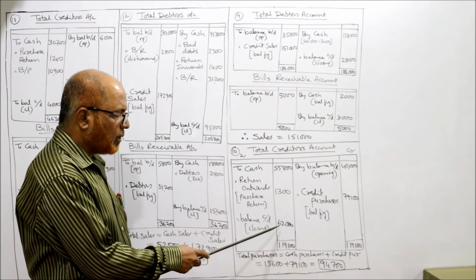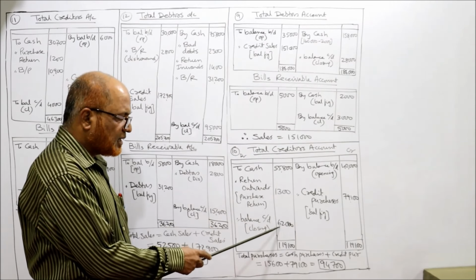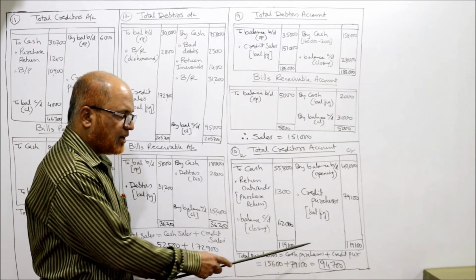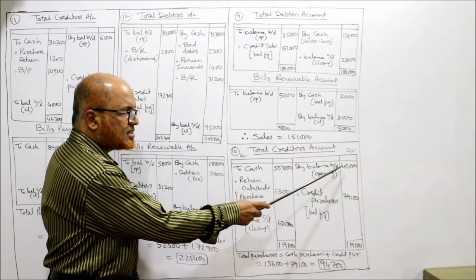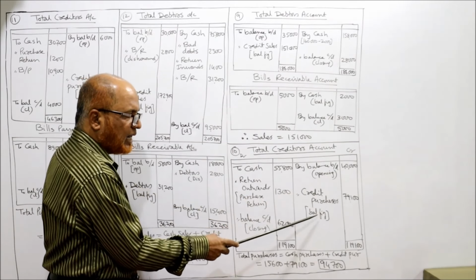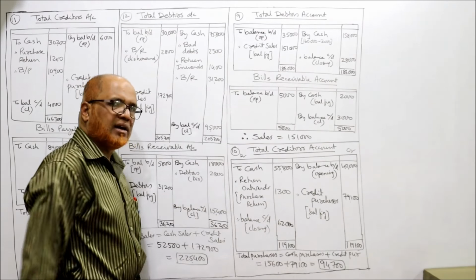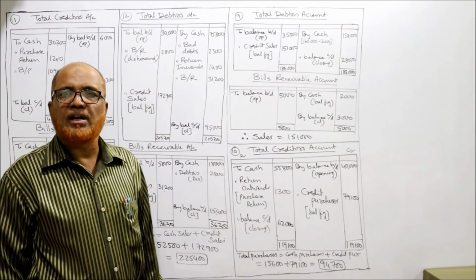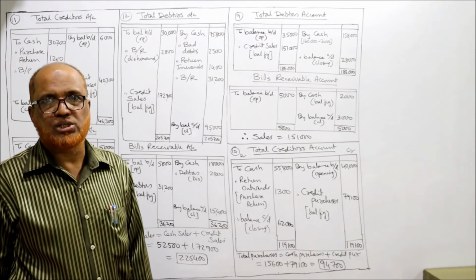ये तीनों amount problem में दे दिया. तो add up the three amounts, you'll get 1,19,100. From 1,19,100 subtract 40,000. So balancing figure you'll get 79,100. This 79,100 is the credit purchases.